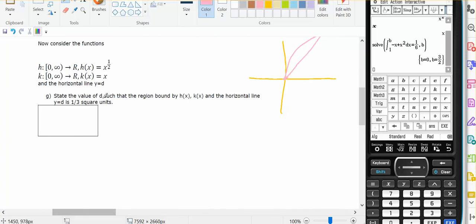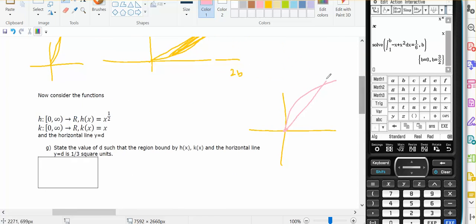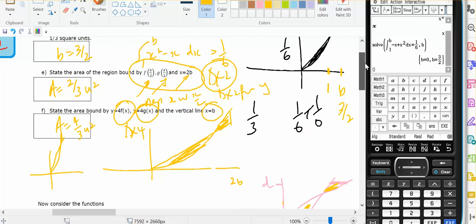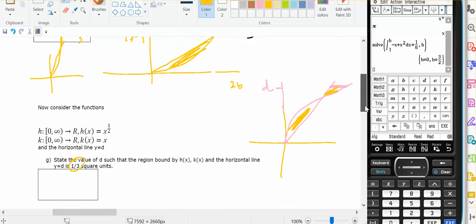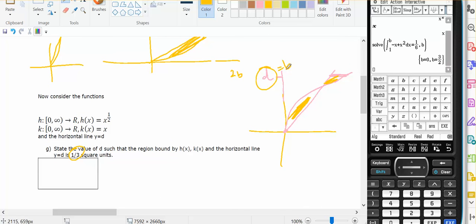So what have I got? I've got a horizontal line of y equals d. And it's telling me that the area between here and here is equal to 1/3. Well, if the area up here is equal to 1/3, and all I've got is a swapping over, then this is going to equal b, or equal 3 on 2. So state the value of d. So d equals b, or d equals 3 on 2, because I just got an inverse of the previous situation question.